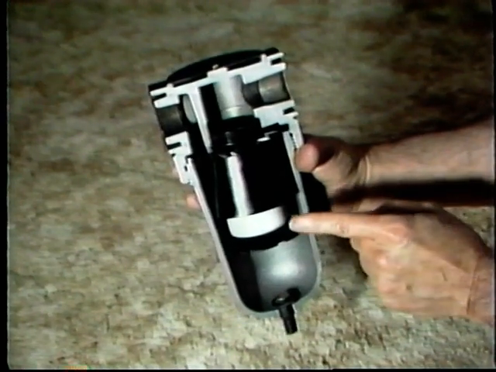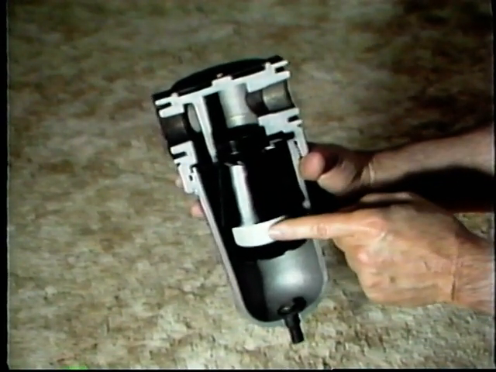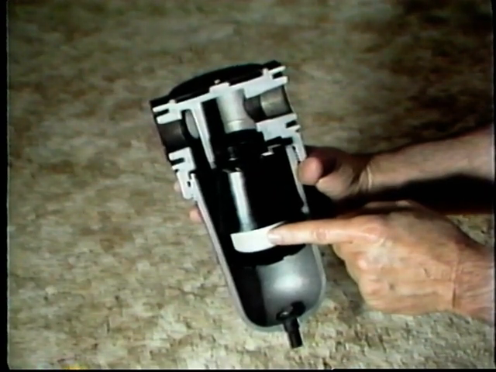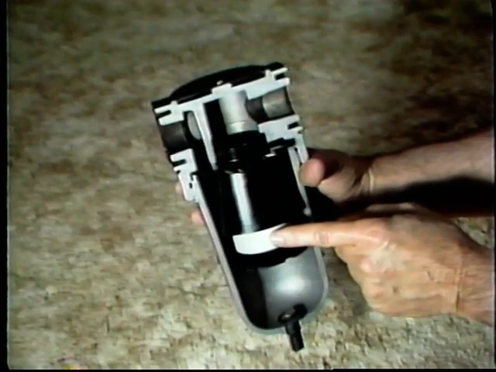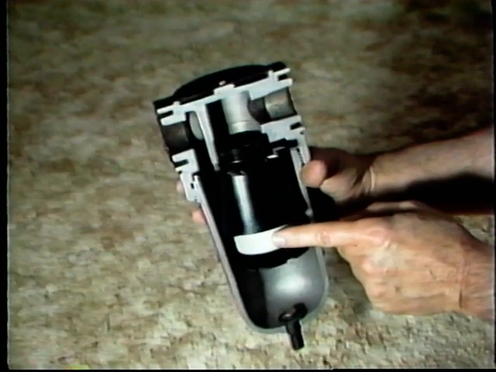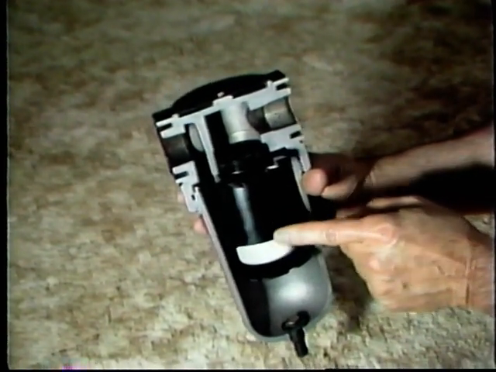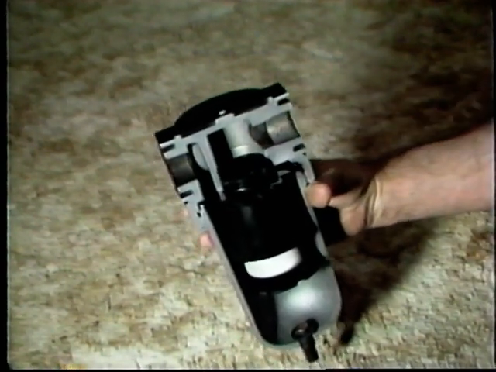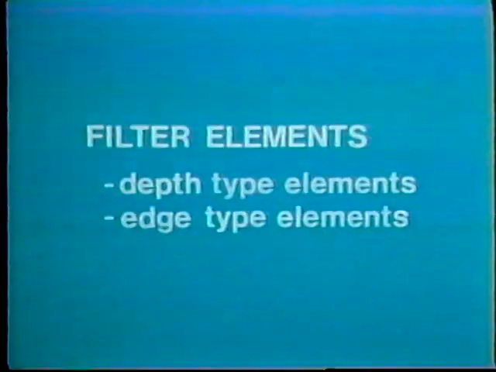The air then reaches the filter element. In this second stage of filtration, any smaller particles that are still airborne are filtered out and trapped by the filter element. The filtered air then passes through the outlet here to the workstation. You can see that the filter element has an important job to do.